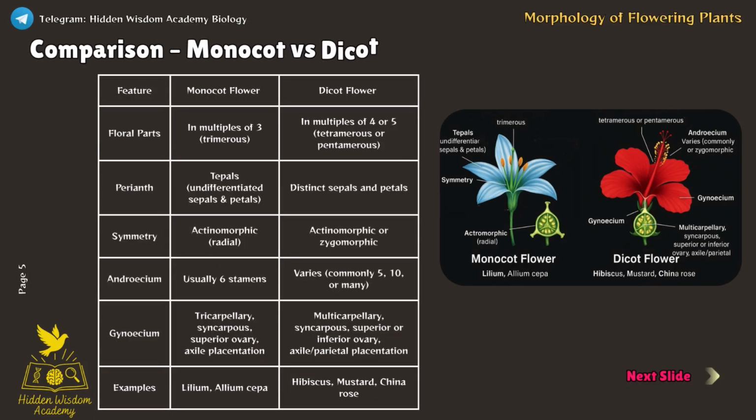Let's compare monocot and dicot flowers. Monocots, like lily, have parts in multiples of 3, while dicots, like hibiscus, have parts in 4s or 5s. Monocots have tepals forming a perianth, dicots have separate sepals and petals. Both can be radially symmetrical, but some dicots are zygomorphic. The ovary in monocots is usually 3-carpelled and superior, while dicots show more variation. Examples: lilium for monocots and hibiscus for dicots.